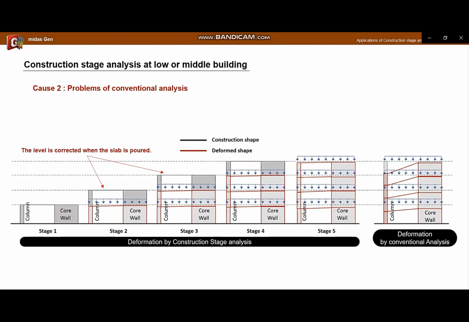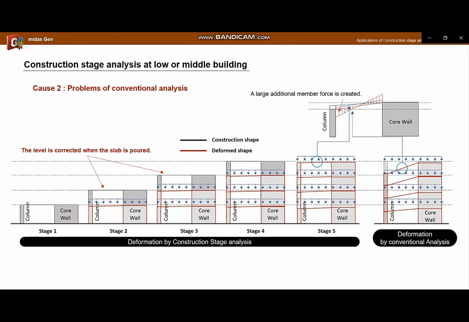In conclusion, the error occurs because conventional analysis does not take into account the structural characteristics that occur during construction. And to design safely, other solutions such as construction stage analysis should be considered. Therefore, in the case of conventional analysis, a large relative displacement between the core wall and column cannot be considered, and the large member force is added as follows. So we cannot design normally under the conventional analysis.